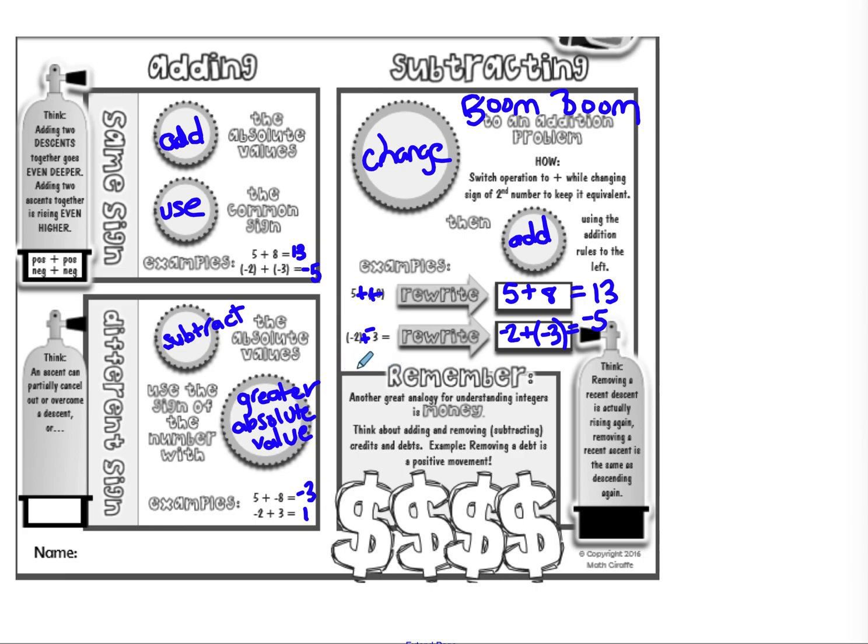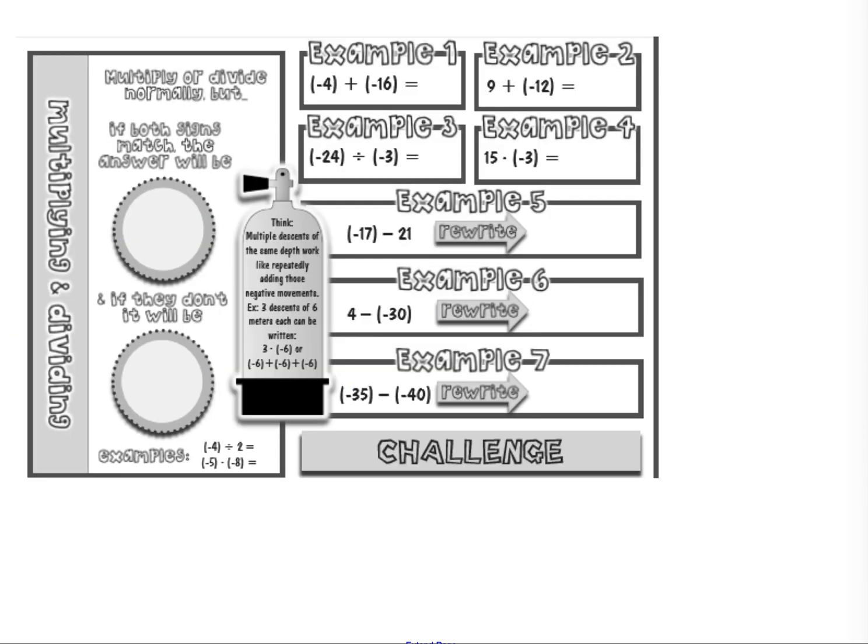Okay, so let's take a look at some multiplying and dividing. They have them in the same box here because the rules are the same. We multiply or divide normally, but if both signs match, the answer will be positive. I'm just going to put a plus here for positive. If they don't, then it will be negative. Same sign positive, different signs negative.